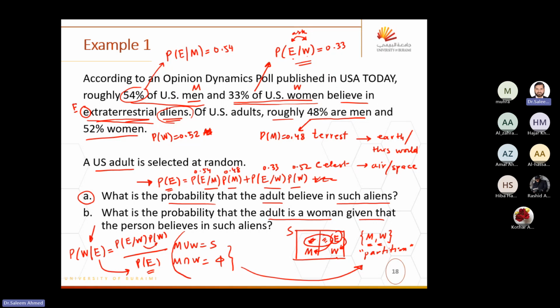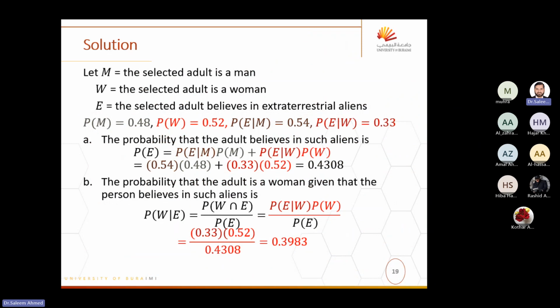So you have to understand the problem carefully, read it. See now, he said let M be that the selected adult is a man, W for woman, and E for extraterrestrial aliens. You can also use A for aliens, but maybe they wrote the full name, so we can pick the first one. So for men we picked M, for women we picked W, and for this we picked E. So now the probability of men is given in the question, women, E given M, E given W were given.